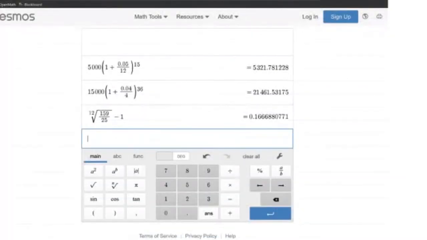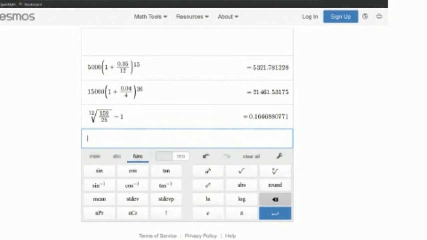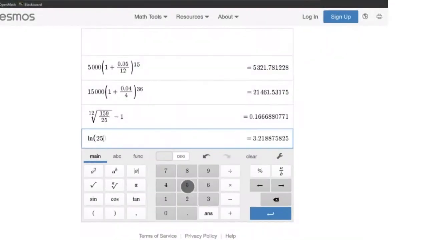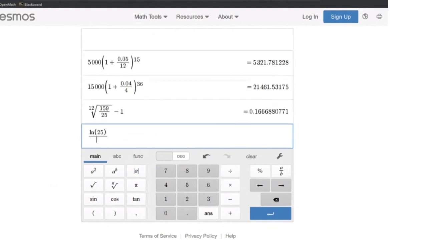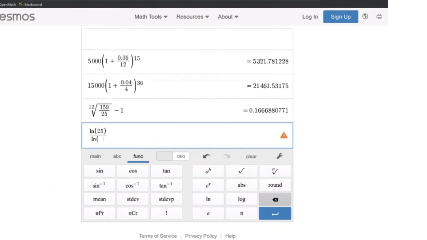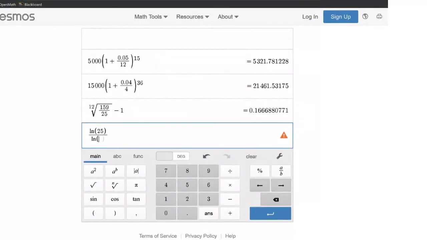And again, I'll just type some random numbers into this. The ln button on the Desmos calculator is over here under functions. Function ln, let's say function ln 25, close parentheses, divided by function ln of, I don't know, 15. There we go. And so that's the same thing as logarithm base 15 of 25. Okay. We were allowed to use it like that.